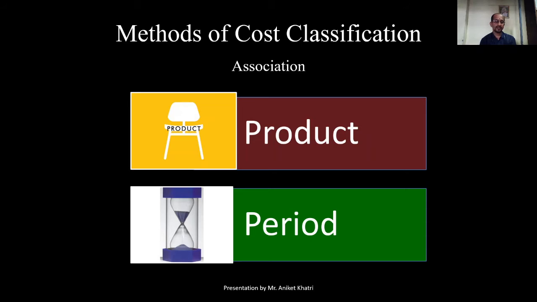Another is period cost. These costs are associated with a particular accounting period and they are not included in the inventories of the factory. These costs are generally directly charged to the profit and loss account. For example, rent, salaries of staff, traveling expenses, etc.